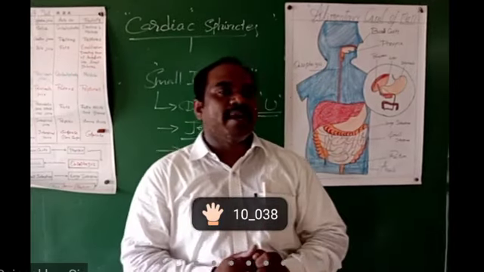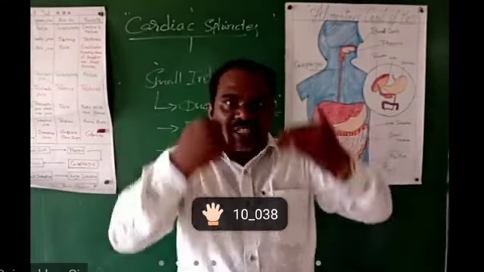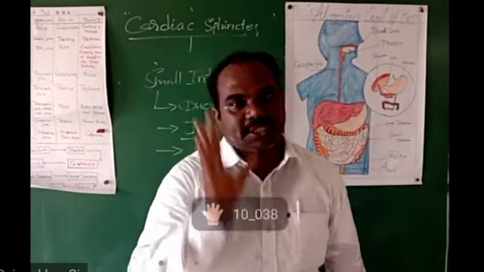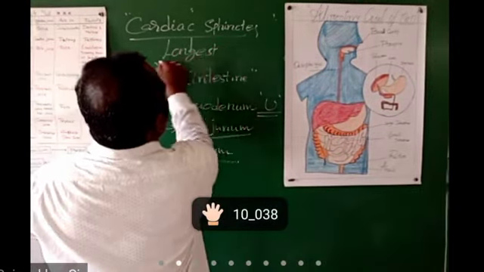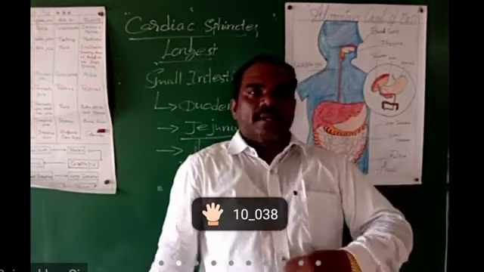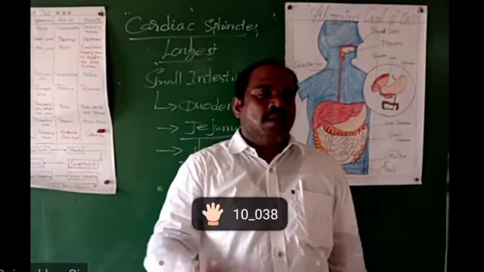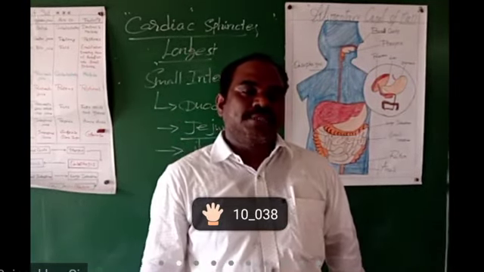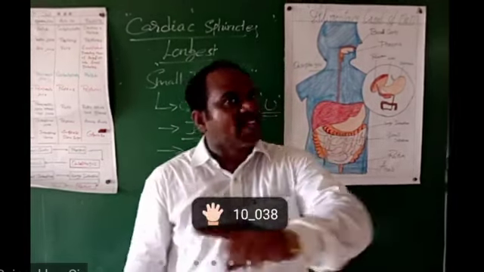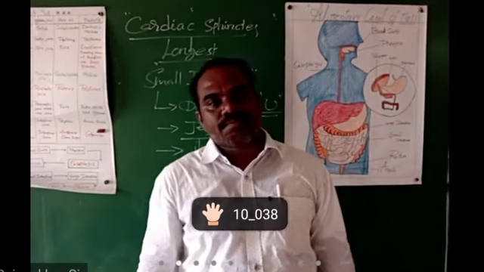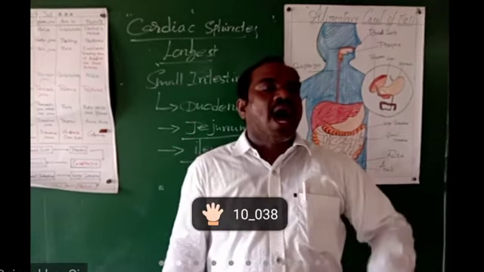One of the important points, my dear students: in our digestive system or alimentary canal, the longest part is the small intestine. One more important point: the size of the small intestine varies from one organism to another.